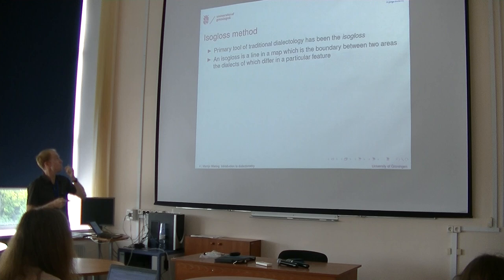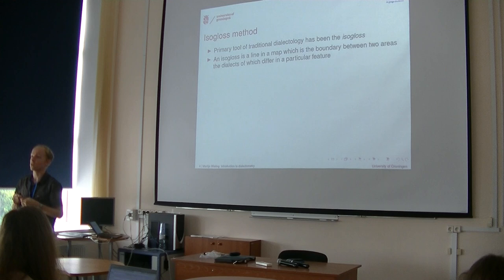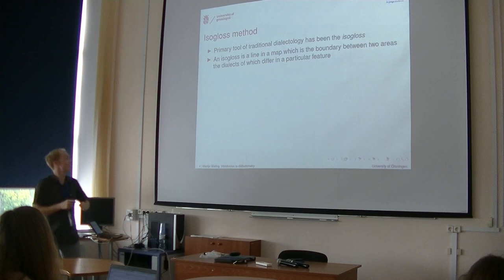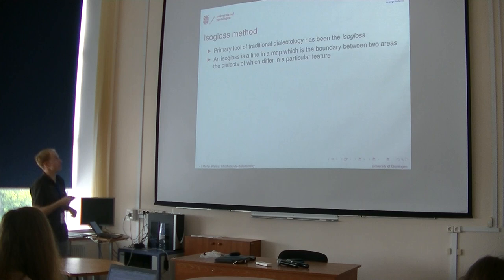So usually in dialectology, how people started off was to draw so-called isoglosses. Who knows what an isogloss is? Yeah, most, right? So that's good. And I'm at least sitting in the correct chair. So it really was a primary tool. It's a line which simply maps the boundary between using one variant or the other variant.